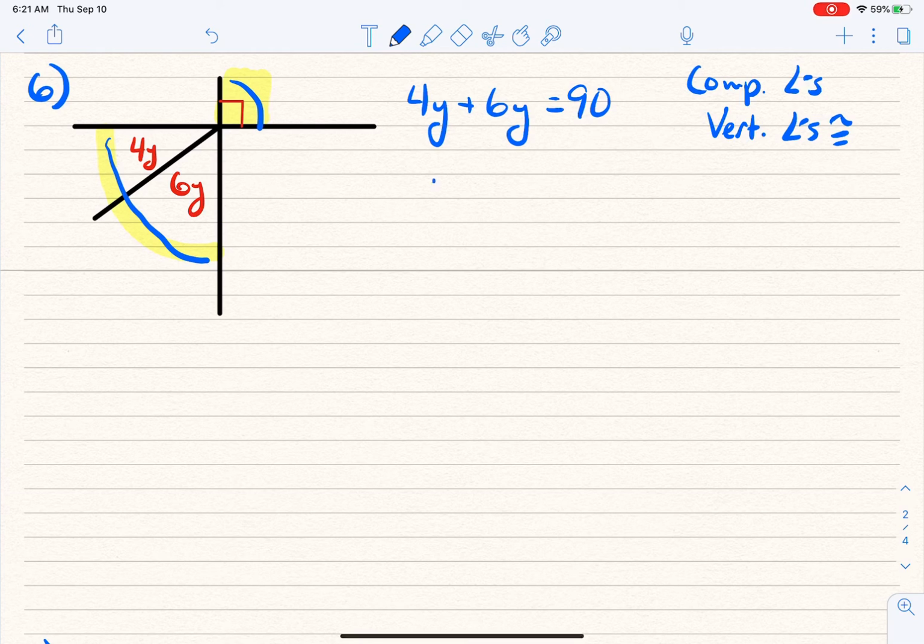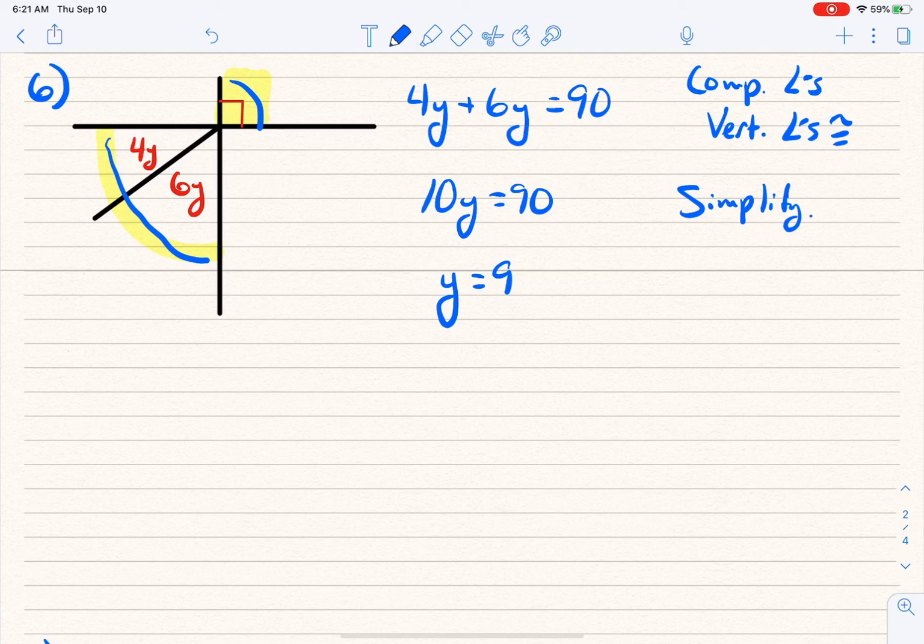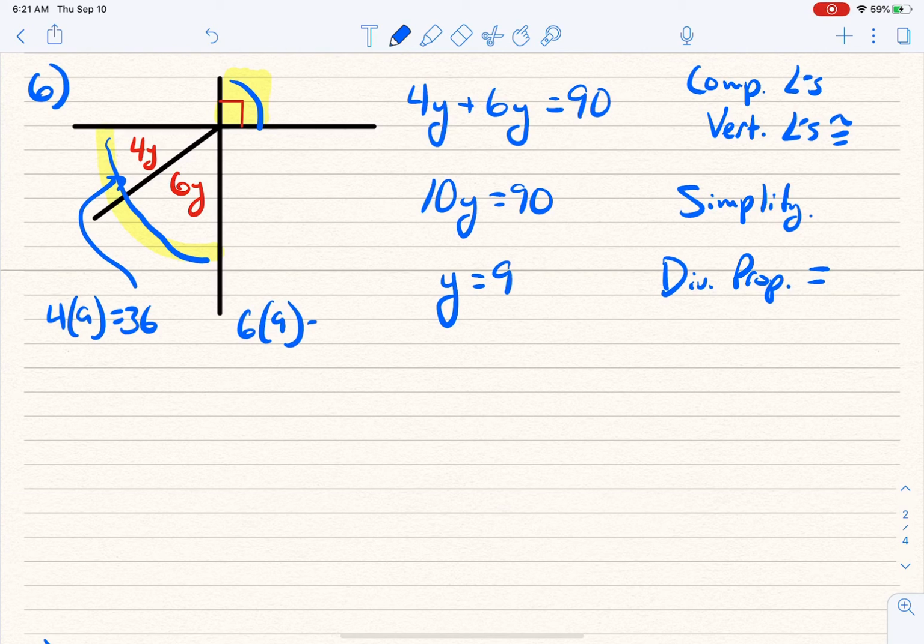All right, I simplify and I get that 10y is equal to 90. That was just a little simplifying there. And then divide. y is equal to 9. So that's the division property of equality. And there you go. Plug that back in. You get 4 times 9 gives me 36. So that's what this angle is right here. 6 times 9, you get 54. So that's what this angle is right here. 36 and 54. All right.